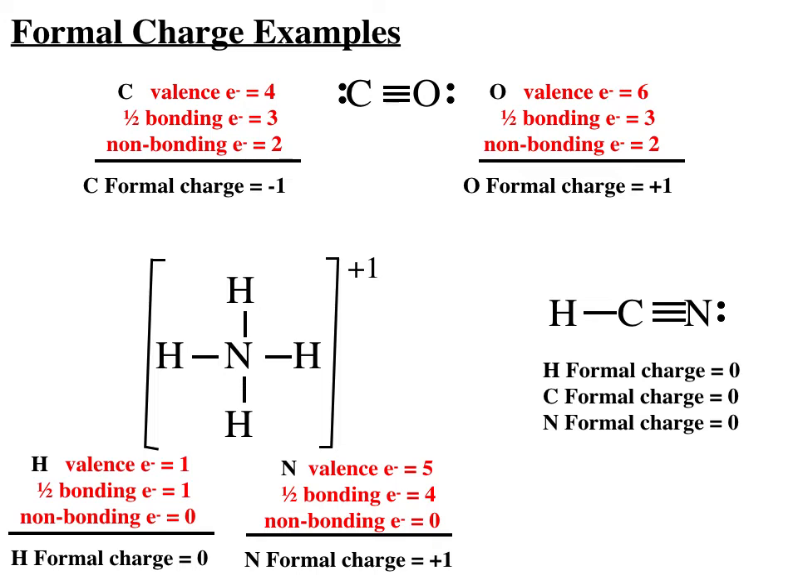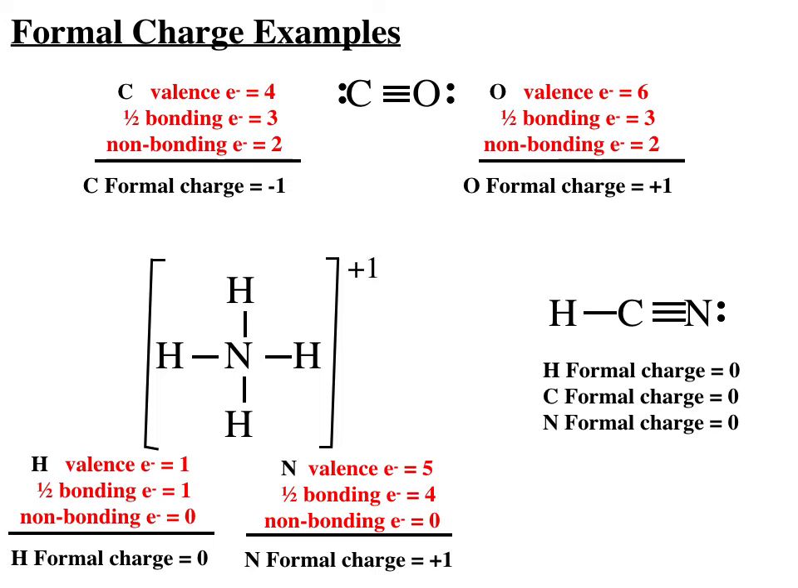Now let's go to the oxygen. The number of valence electrons is 6. Half the bonding electrons, there's 6 total bonding electrons, so I'll subtract 3. And then it has a lone pair, so that's 2 non-bonding electrons. I'll subtract 2 more. 6 minus 3 minus 2. The formal charge on O in CO is +1.